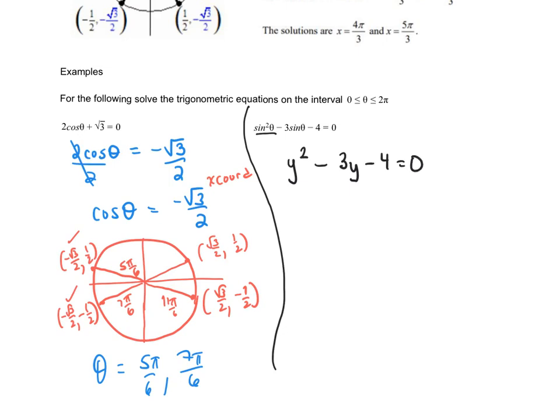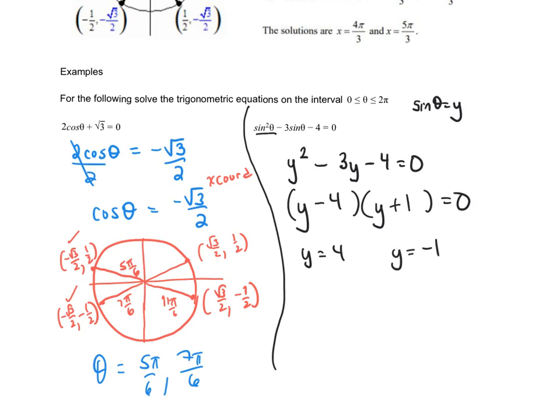So really, it does look like a quadratic that you can solve by factoring and such, but instead of y or x or some variable, it has these sine x's. So a way to solve these is I'm going to replace it with this variable. Essentially, I've taken sine theta and replaced it with y, and now I'm going to factor that. So we get y minus 4, and then y plus 1. And then I'll just solve that. So y equals 4 and y equals negative 1.